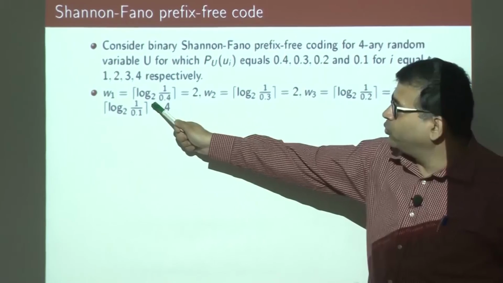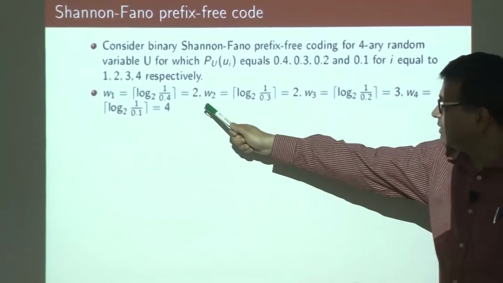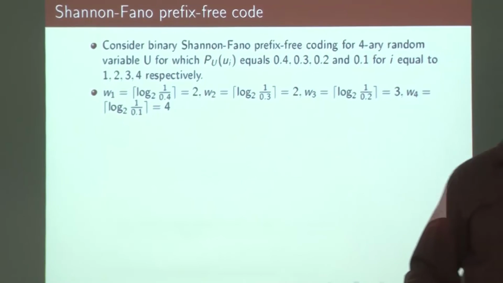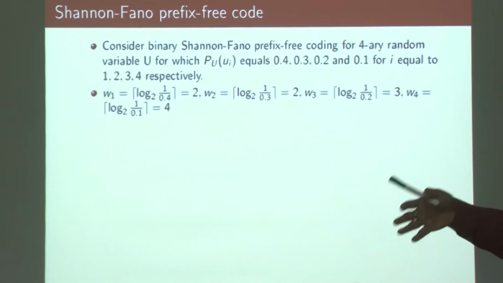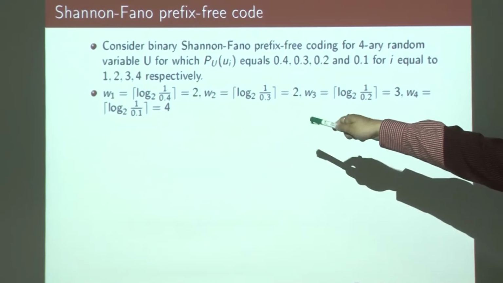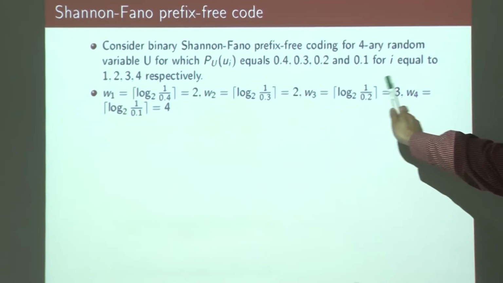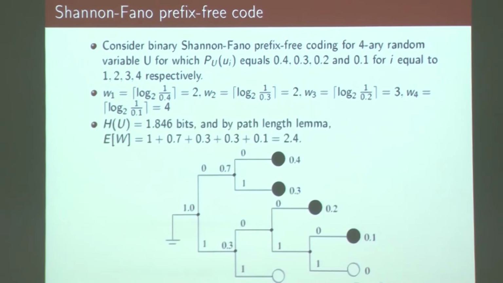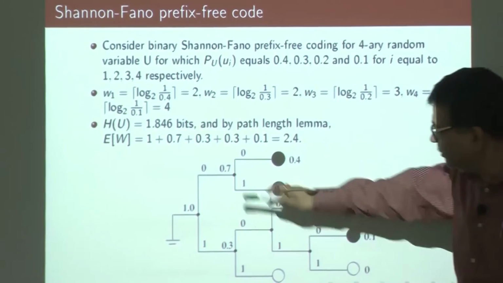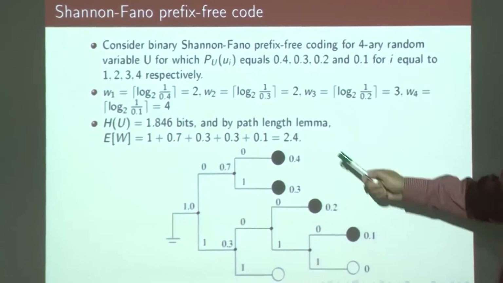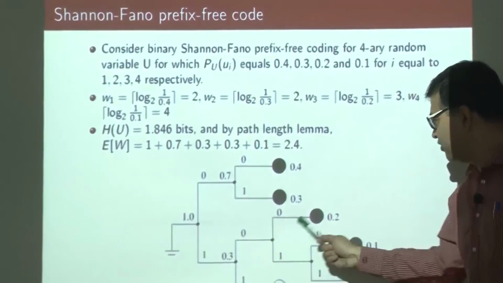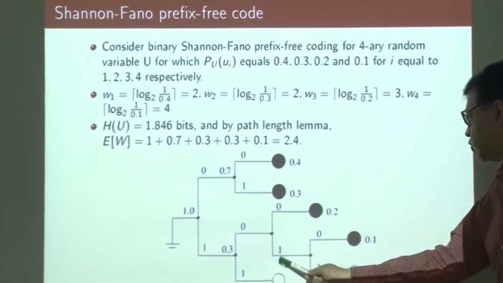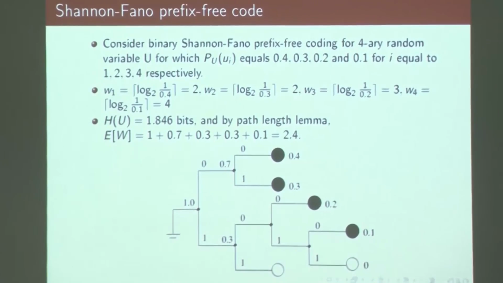So I need to first compute these w_i's, which come out as 2, 2, 3 and 4. So the maximum w_i is 4. So I will construct a full D-ary tree of depth up to 4, and then I start pruning them at depth 2, 2, 3 and 4. So what you will get is something like this, and then you label the branches. So your code words are 00, 01, 100, 1010. So these are your code words.